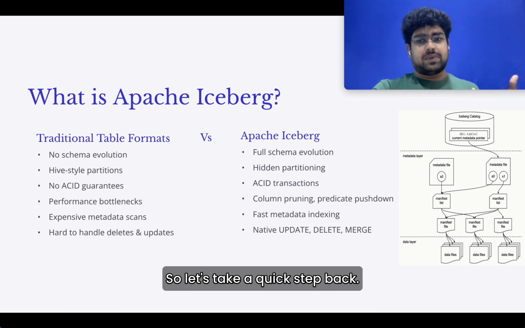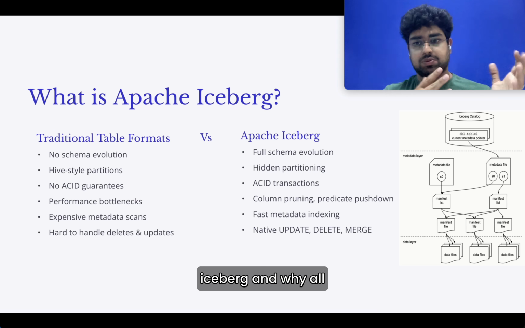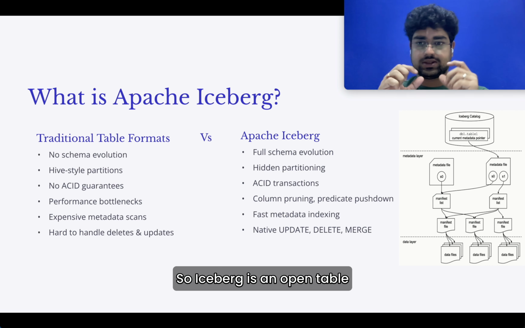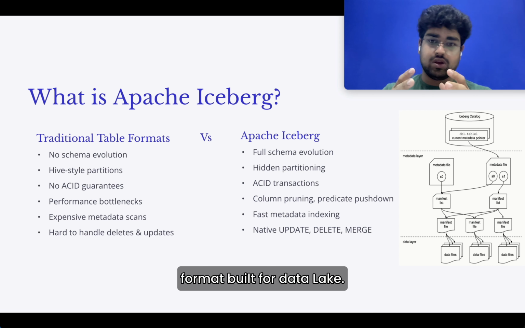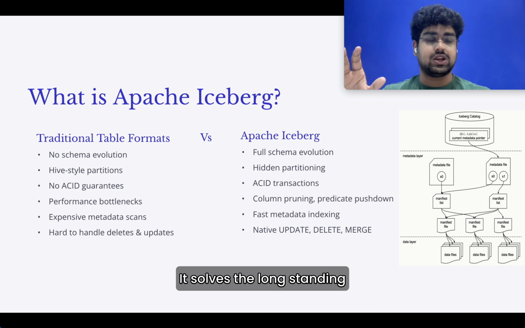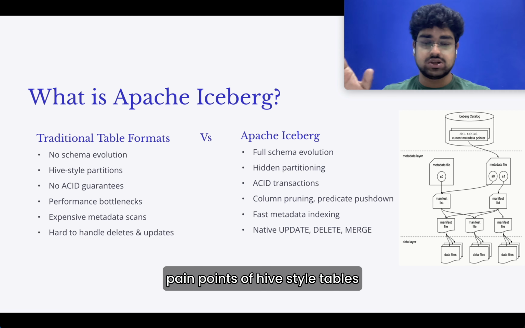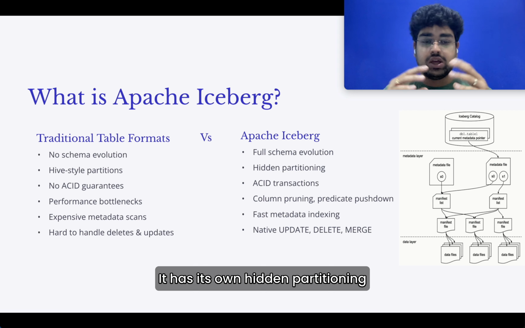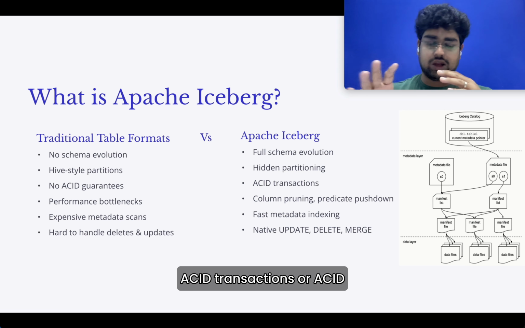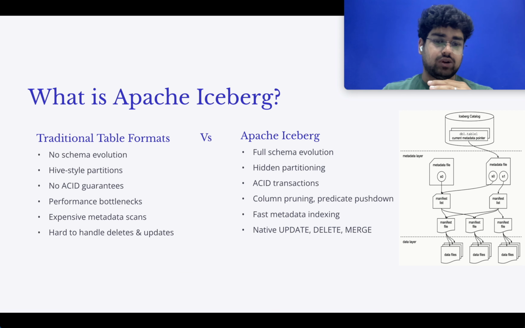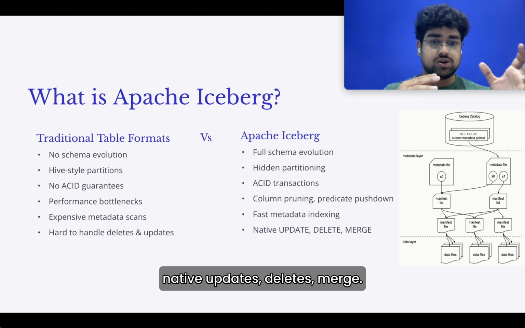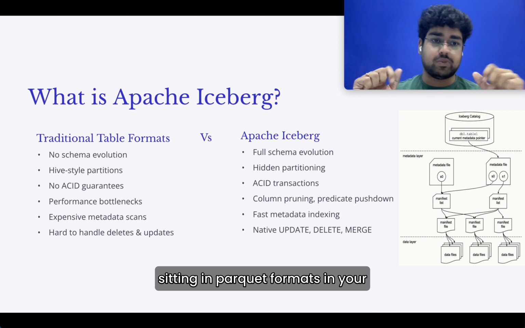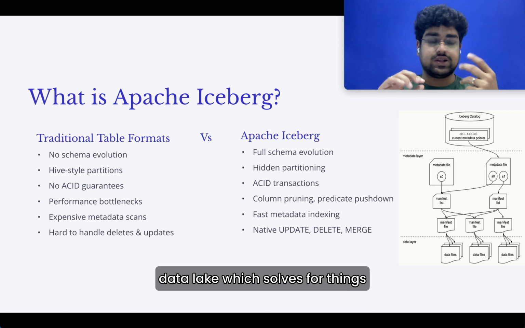So let's take a quick step back. Let's understand what Iceberg is and why all of this is such a big deal. Iceberg is an open table format built for data lakes. It solves the long-standing pain points of Hive-style tables, of schema evolution. It has hidden partitioning, ACID transactions, ACID-native updates, deletes, merge. So it's basically like a metadata layer on top of the data sitting in Parquet format in your data lake, which solves for things like partitioning and all.